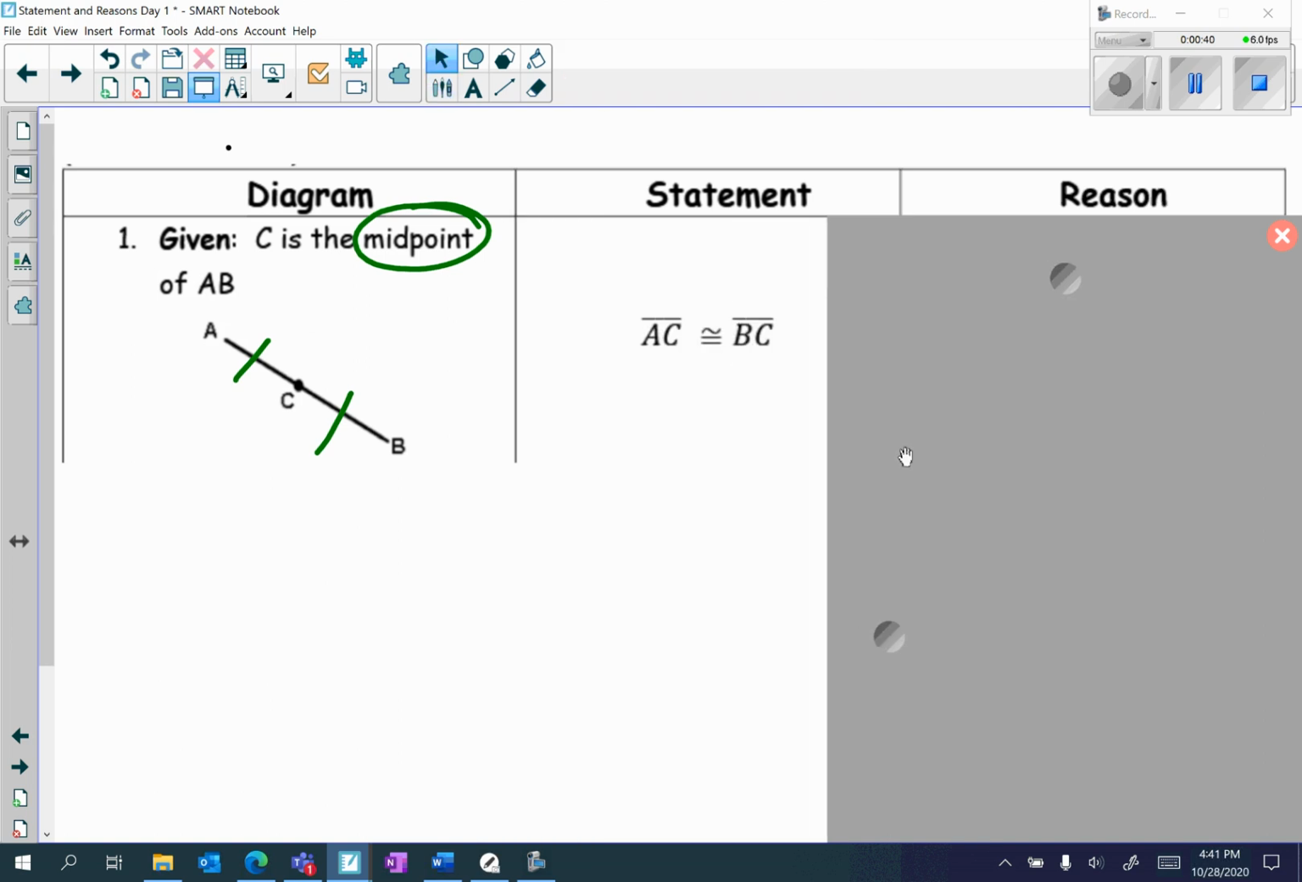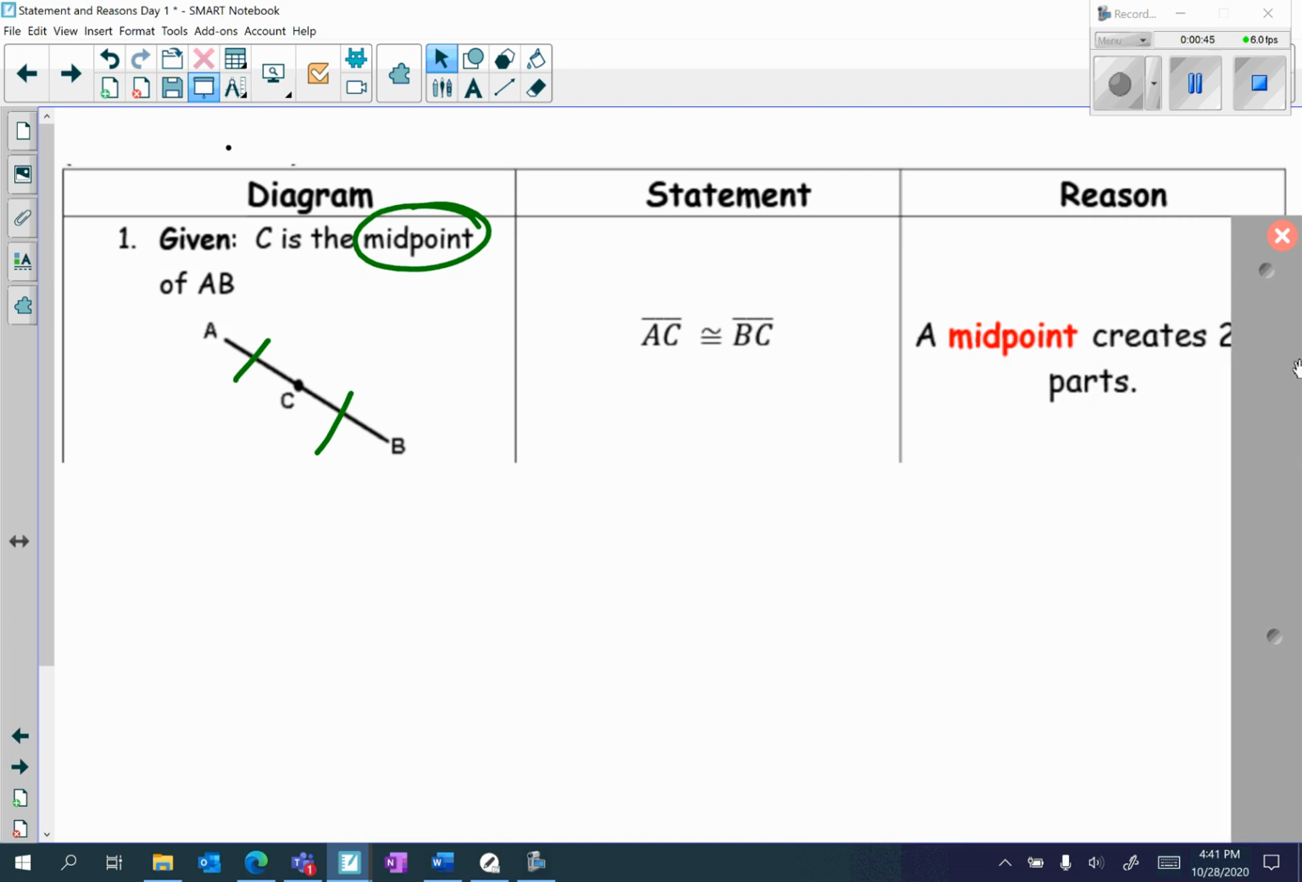That's going to be my statement. And my reason is the definition of midpoint. A midpoint creates two congruent parts. Again, don't forget to circle keywords, write those definitions down for your reasons, and mark up your diagram.